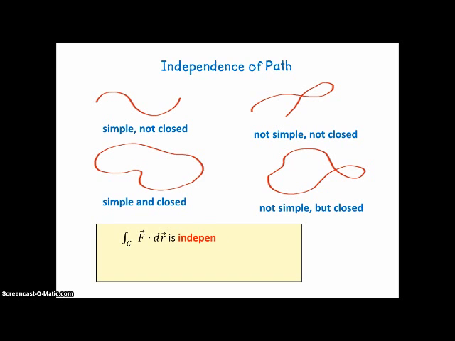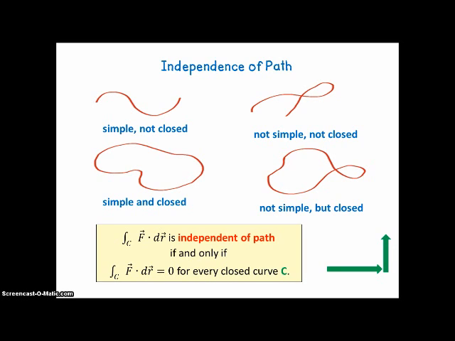So the line integral of F dotted with dr is independent of path if and only if the line integral equals 0 for every closed curve C. Well, how can this be? How can the work be 0? It's because work done to the right and work done upward is considered positive, and work done to the left and work done downward is considered negative. If they cancel out for every closed curve, then it doesn't matter which way you're going; you're doing the same amount of work one way as you are the other way.